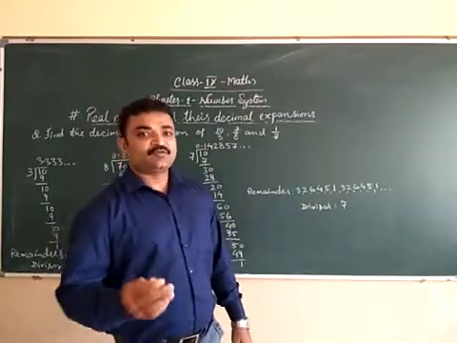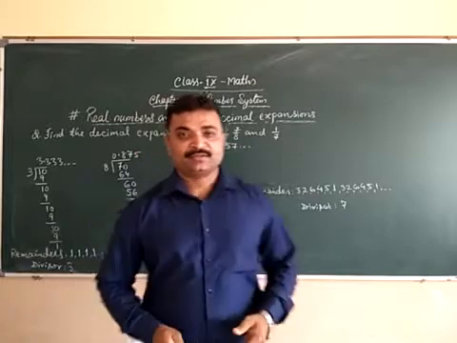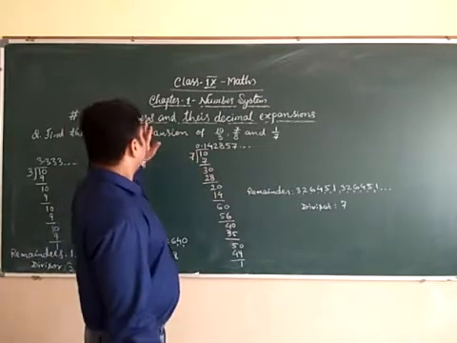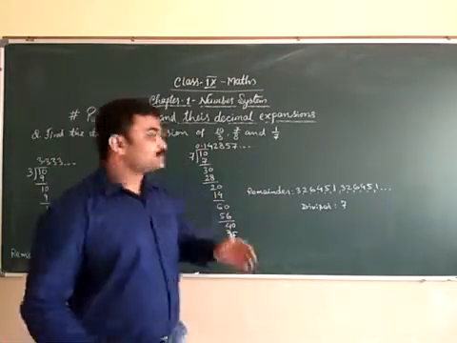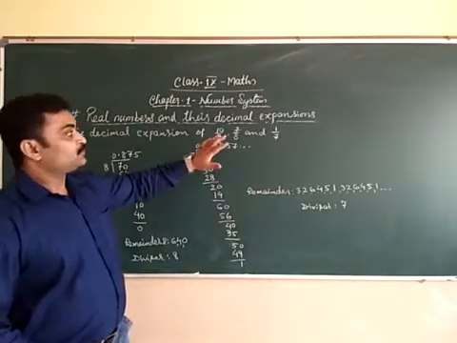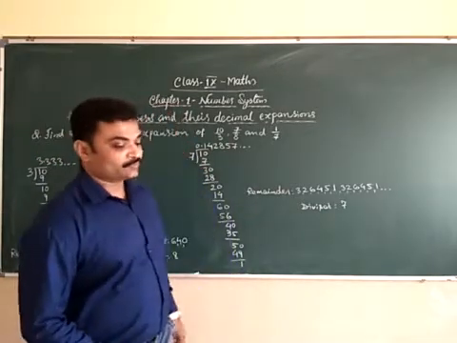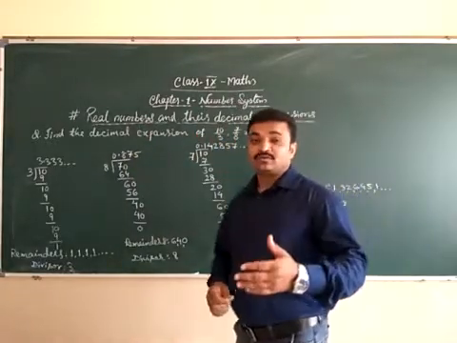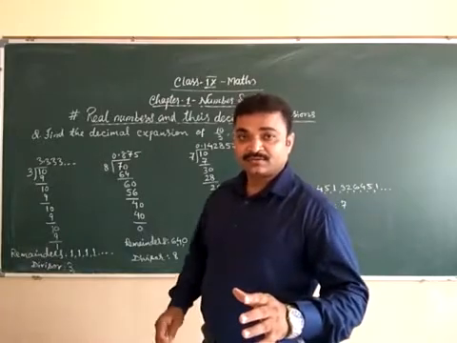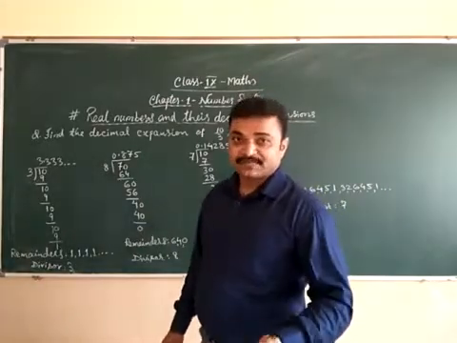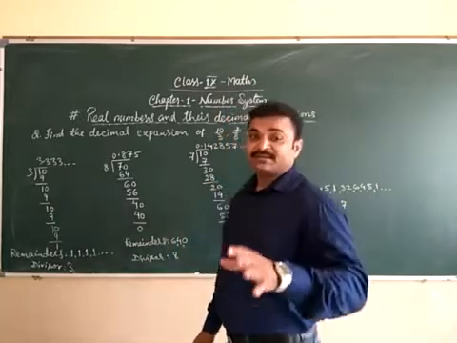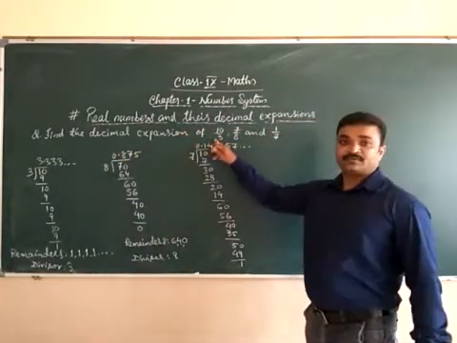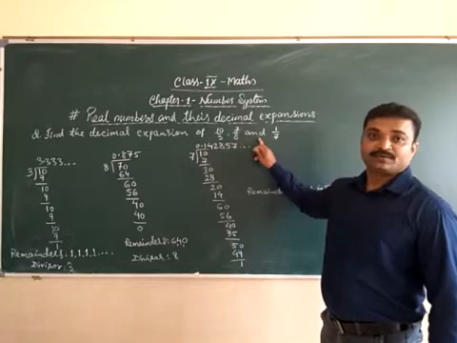Students, now we shall move to our next topic, that is again chapter number 1, number system. Our next topic is real numbers with their decimal expansion. Here we will learn how to represent a rational number in its decimal expansion. I am taking 3 examples. The question is, find the decimal expansion of 10 upon 3, 7 upon 8 and 1 upon 7.